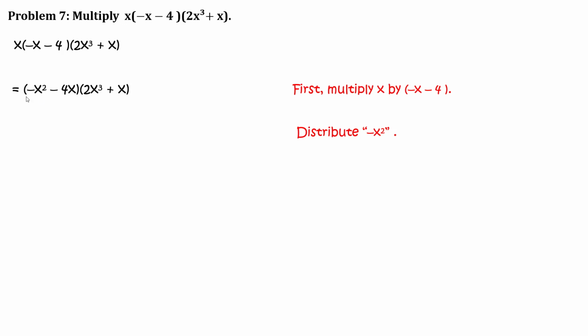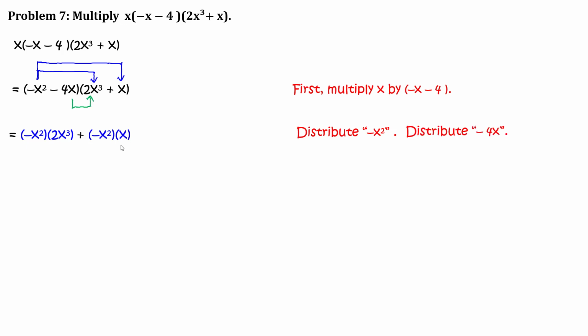You might recognize that as a product of two binomials, multiplying two things by two things. I'm going to just use the arrows method, distribute negative x squared first. This will give me negative x squared times 2x cubed. Then I'm going to multiply negative x squared by positive x. Then I'm going to distribute negative 4x. Negative 4x times 2x cubed plus negative 4x times x.